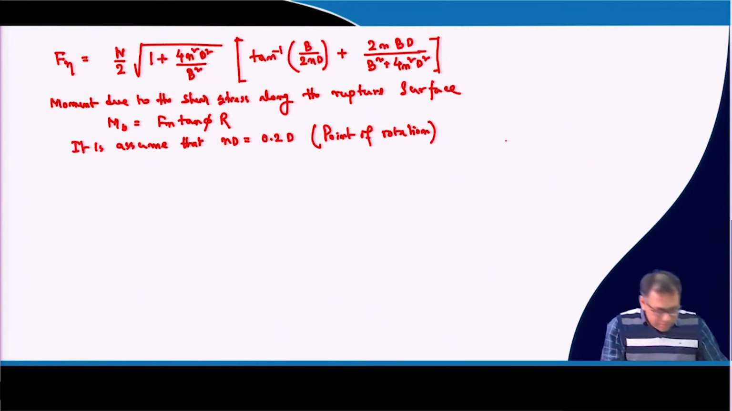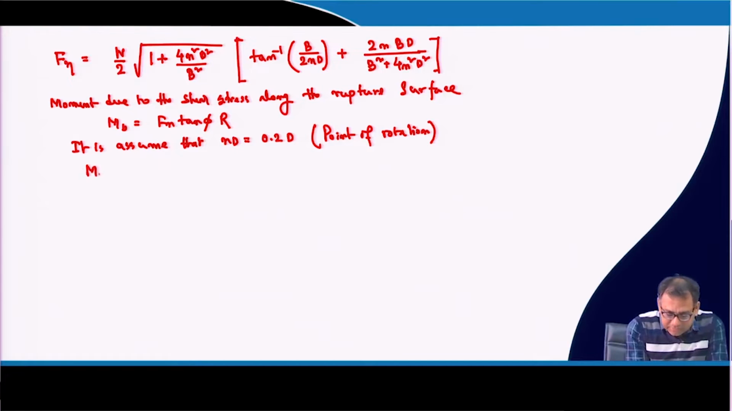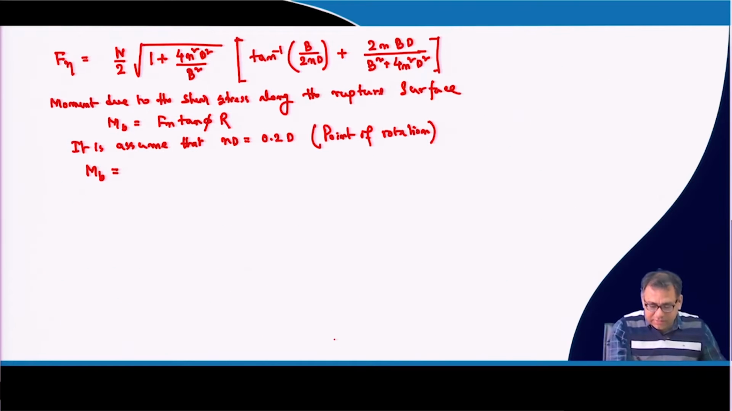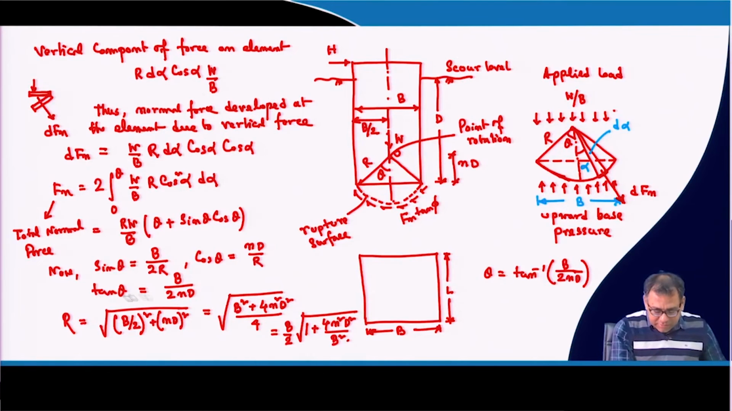Okay. So, now I can put this value here, and then I will get the MB. So, MB is Fn tan phi r. Now, r also I can put this value, which is also in terms of Nd and b. So, now if in place of Nd I put 0.2 d, and then I simplify this equation, and I will put Fn here, tan phi also I can replace by this equation.